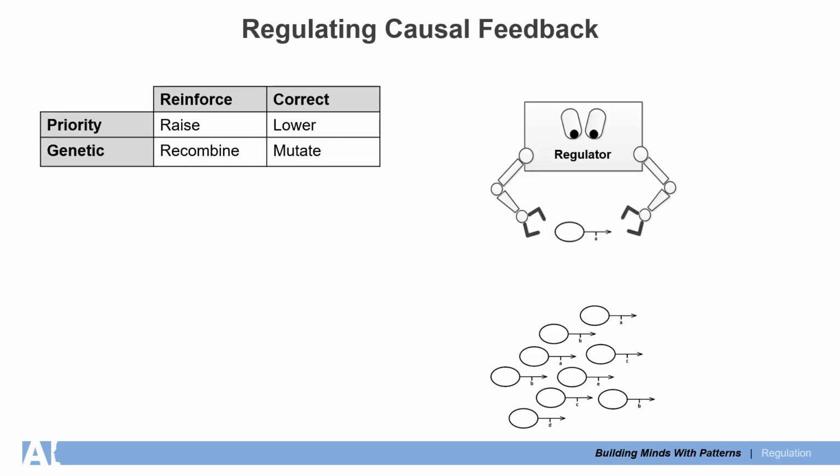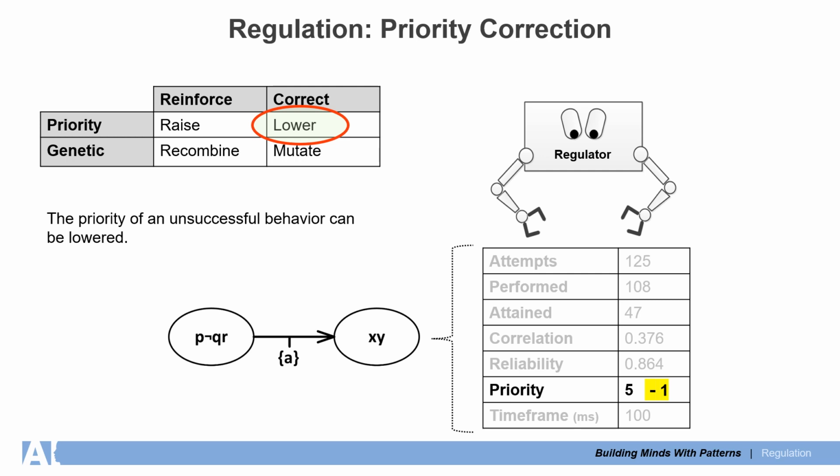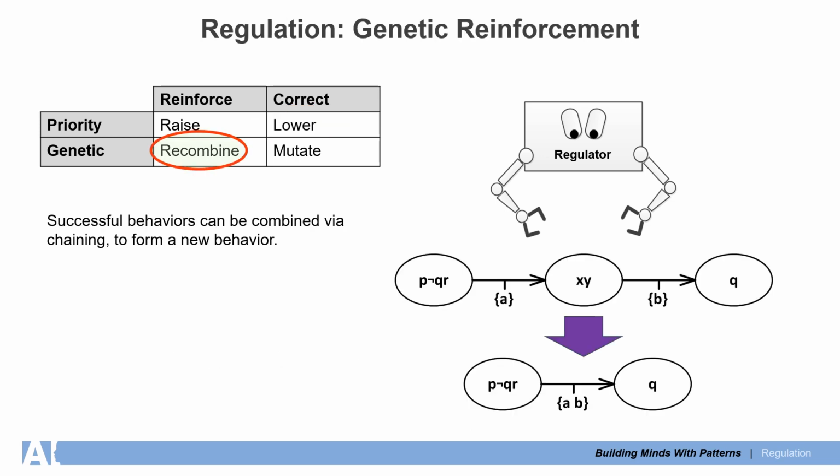Once a specific behavior has been chosen and tested, the feedback received can be used to regulate the behavior. The priority of a successful behavior can be raised. The priority of an unsuccessful behavior can be lowered. Successful behaviors can be combined via chaining. This is the beginning of automaticity, when successive actions become merged.